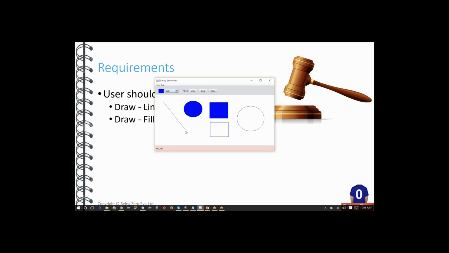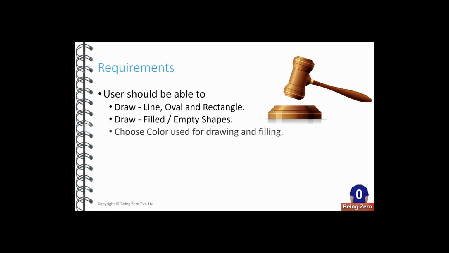Now line does not require a filling. So for line, behavior will remain the same. So if I draw another line, it will not be filled. Third requirement that we have is user should be able to choose a color used for drawing and filling.